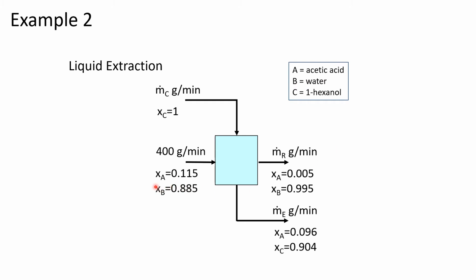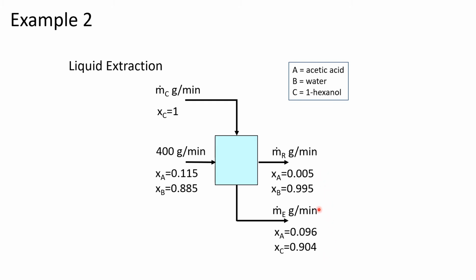So in this particular problem, a lot of the diagrams have already been labeled for us. We have 400 grams per minute of our acetic acid and water mixture being fed to our liquid extraction device. The mass fraction of acetic acid is 0.115, and the balance is water. We're feeding pure hexanol into the liquid extraction unit. What comes out of it is a liquid stream, which we don't know the flow rate of, but we do know the composition of it. It has 0.005 mass fraction of acetic acid, and the balance is water.